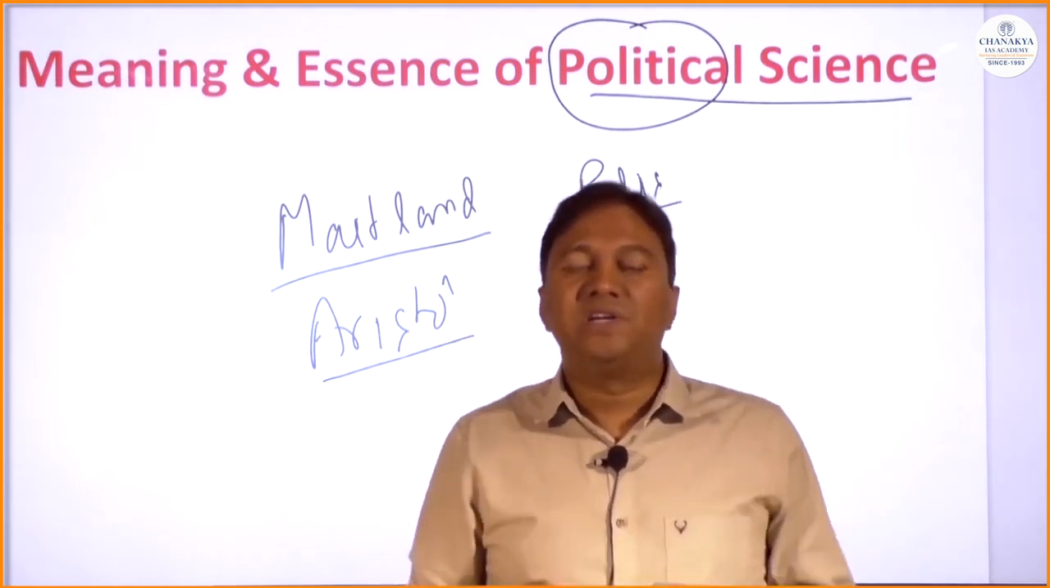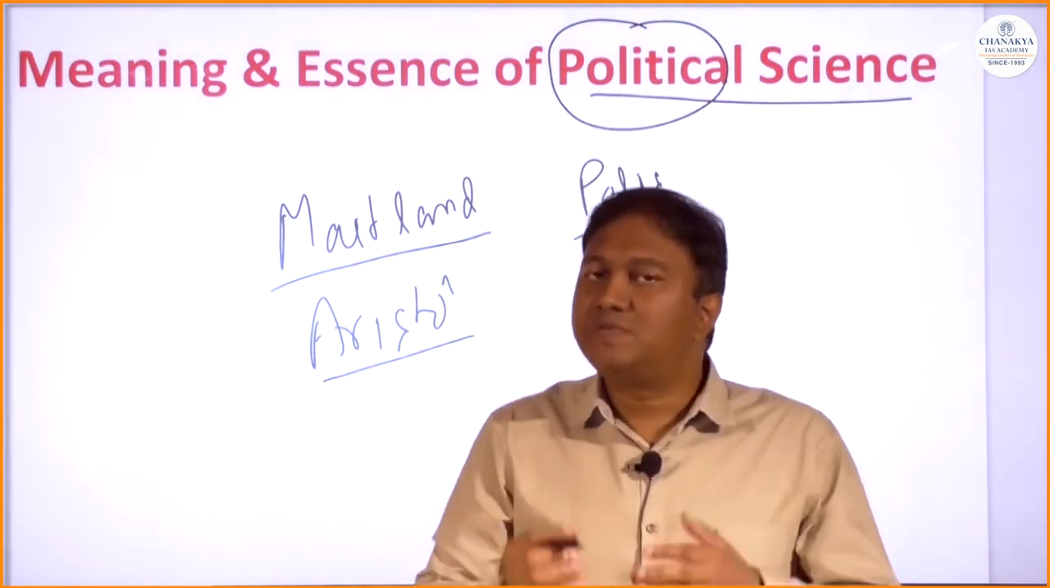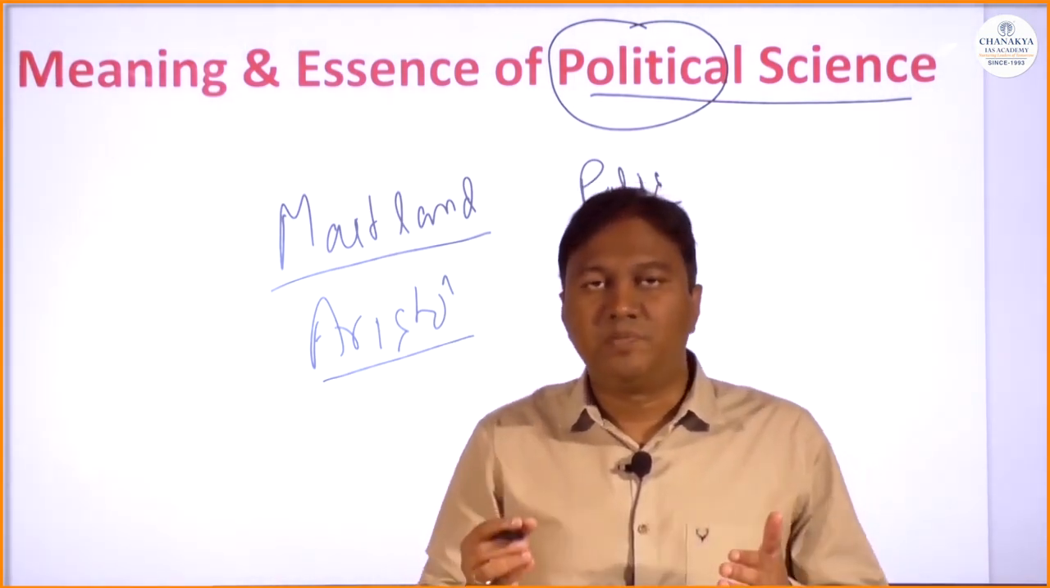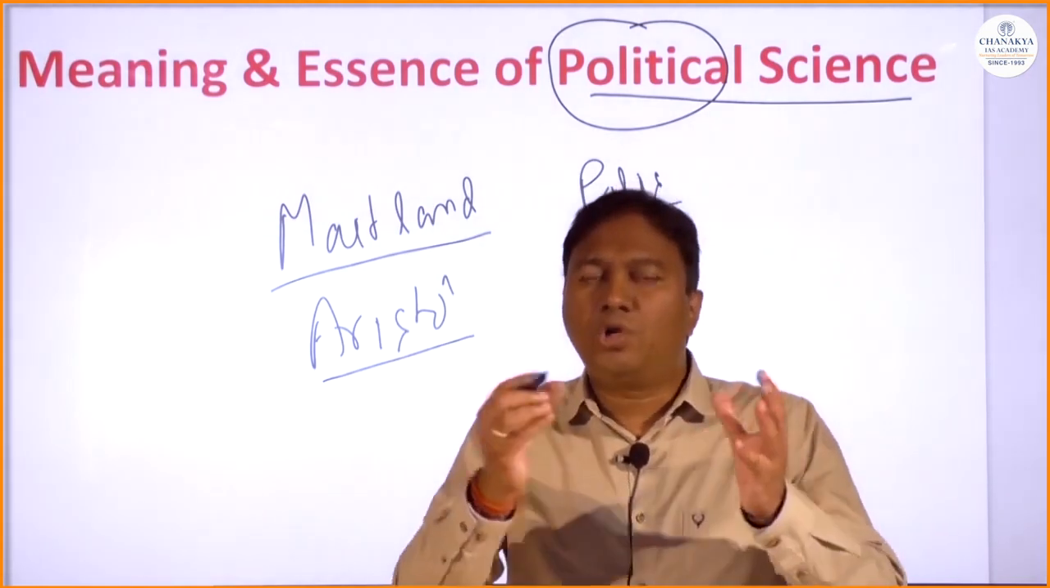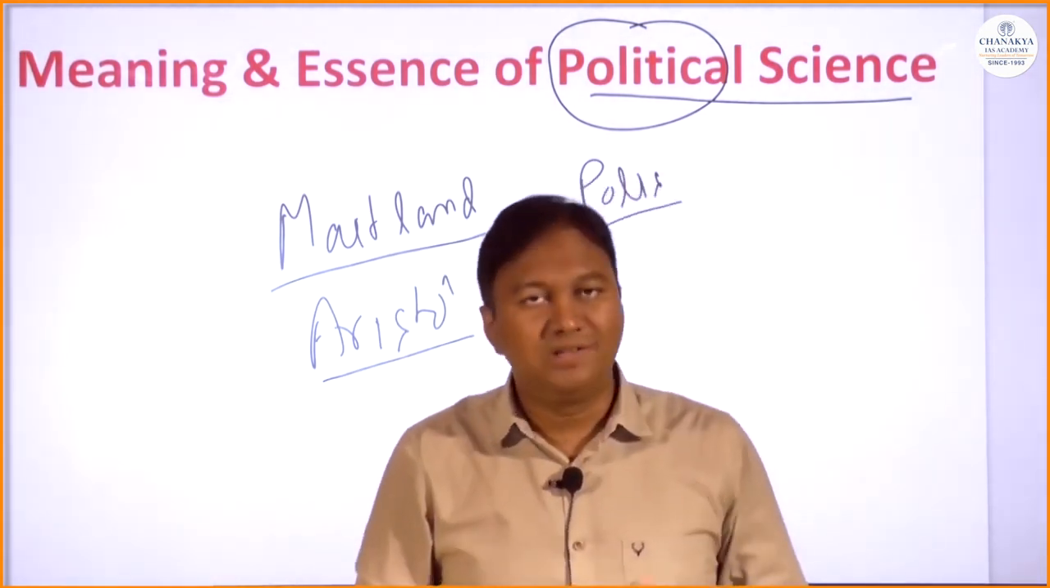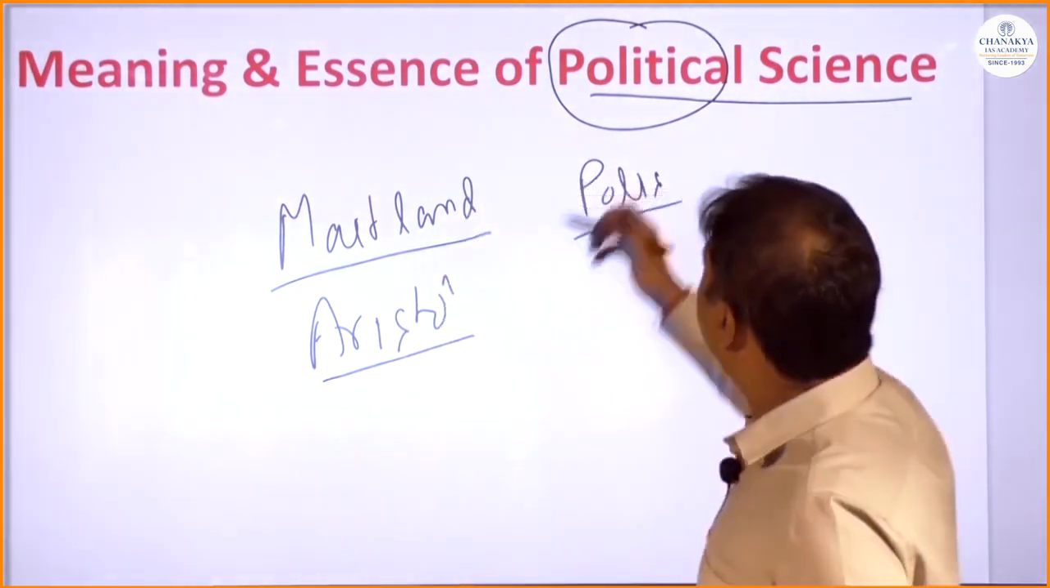So by this you can understand that political science is a very comprehensive subject, a very comprehensive discipline, and we have to study a lot of subjects within this subject of political science. Now let us move further.